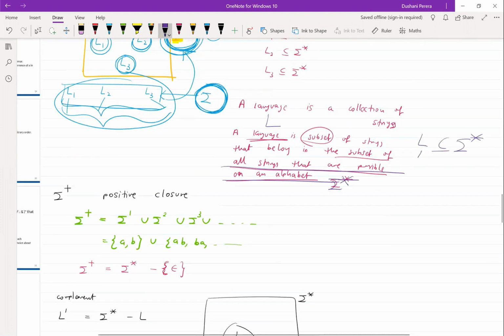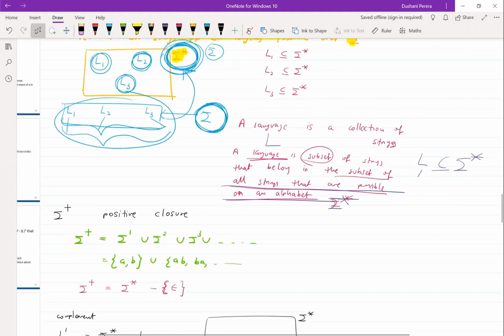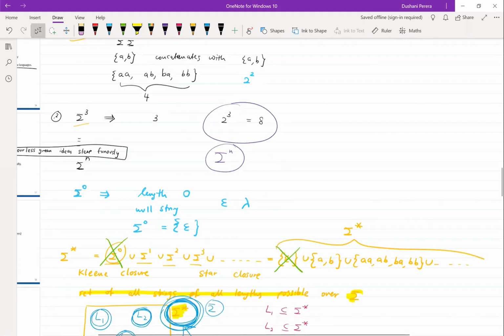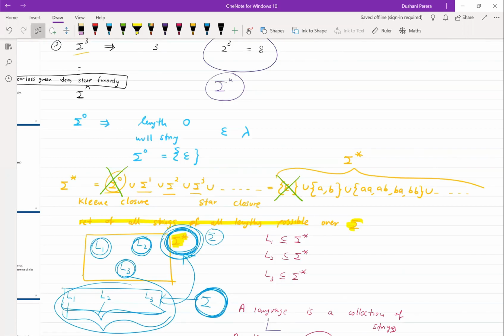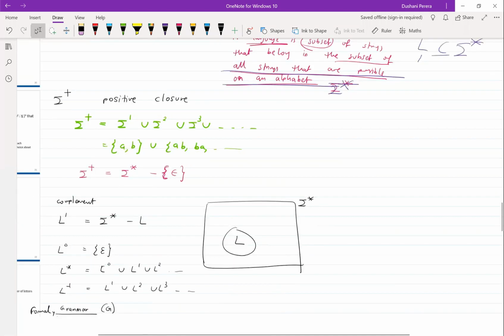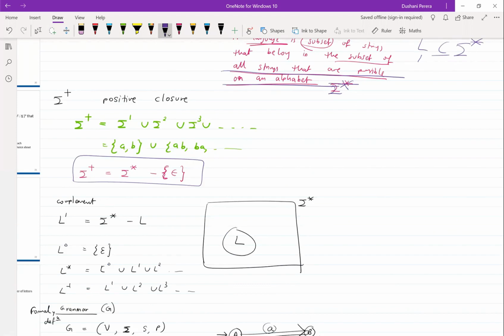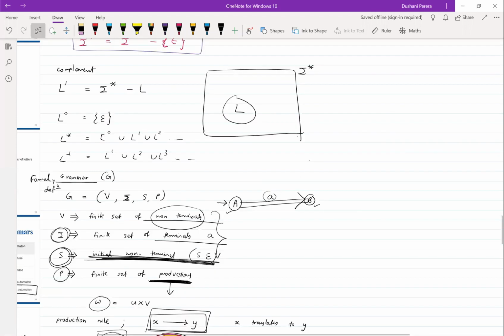Okay, with that we defined sigma plus, the positive closure, which does not include the null string. Sigma star has the null string, but sigma plus does not. So that is defined by saying sigma star minus the null string. Okay, then we defined some operations on languages where we talked about union, intersection, difference and stuff. Then we defined the complement and then powers of a language, just like we did for sigma.